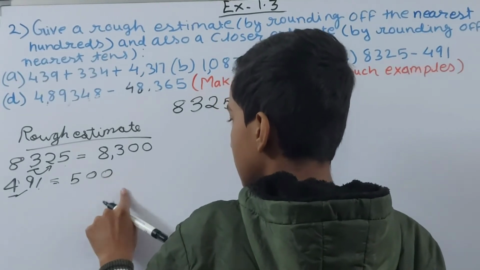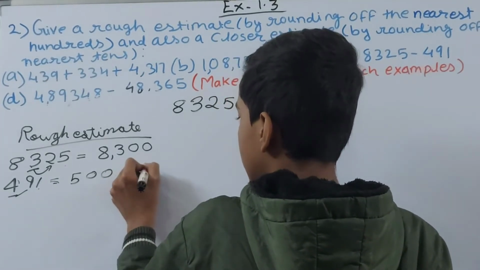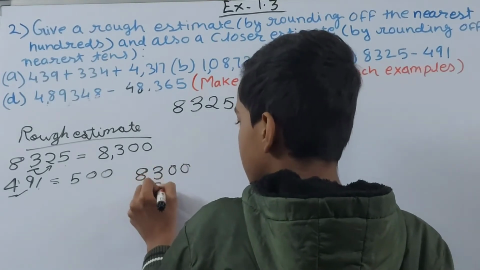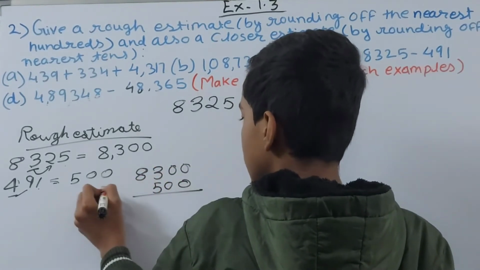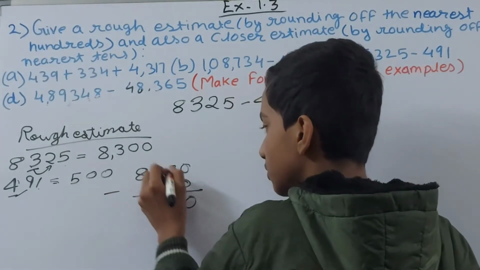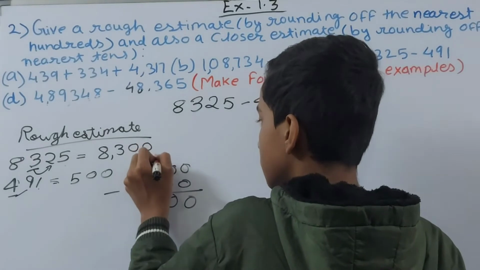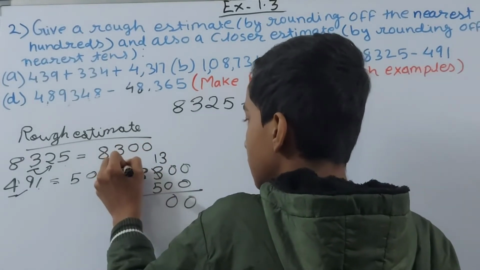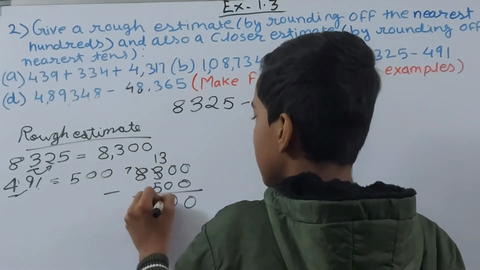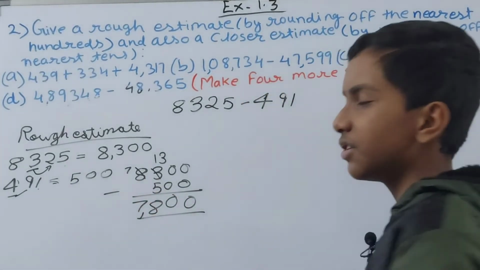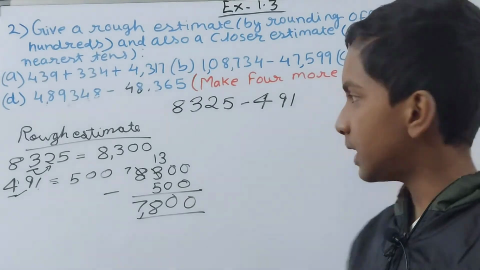So we have 8300 and we have 500. Okay, so time to subtract. 0 minus 0 is 0, 0 minus 0 is 0, 3. We cannot subtract 5 from 3, so this will turn to 13, 8 will turn to 7. 13 minus 5 is 8, and 7 will be as it is, so that is 7800, which is our rough estimate.